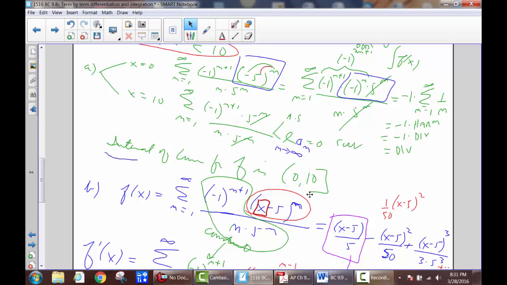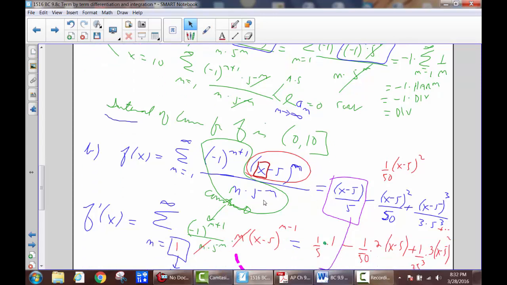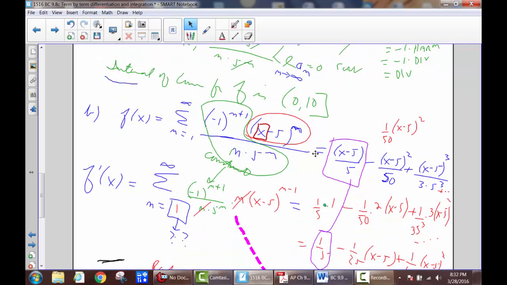At 10, it converges. Okay, so for f prime of x, here's f of x again, and here's the first few terms of f of x. For the derivative, of course, what's going to happen is this whole big peanut thing here is just a constant, so that just pulls out. What you're actually differentiating is the x minus 5 to the n, which is n times x minus 5 to the n minus 1.